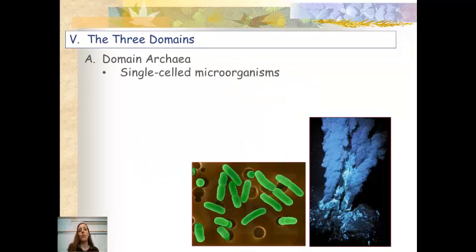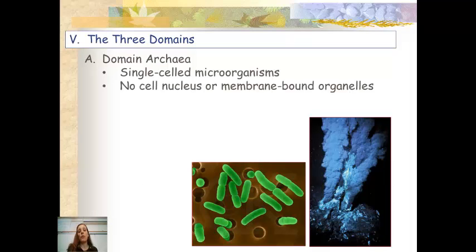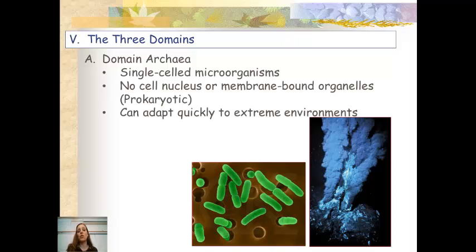So archaea, they are single-celled microorganisms. They have no nucleus or membrane-bound organelles. This means they are prokaryotes. Prokaryotes are single-celled organisms that have no nucleus. They adapt quickly to extreme environments, so they can live deep at the bottom of the ocean on these hot vents that are spewing out chemicals that would be very toxic to humans.